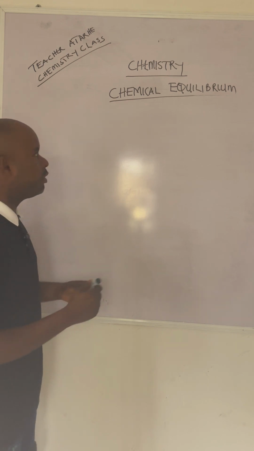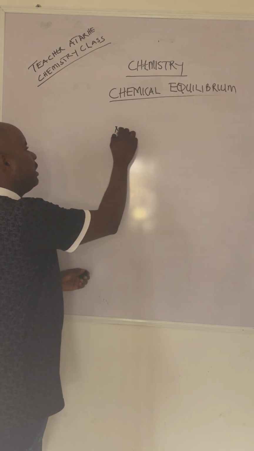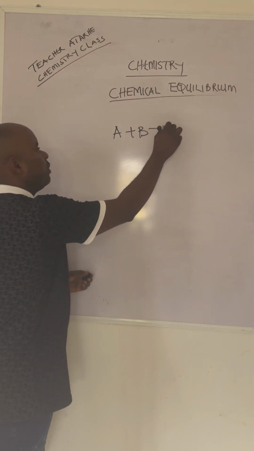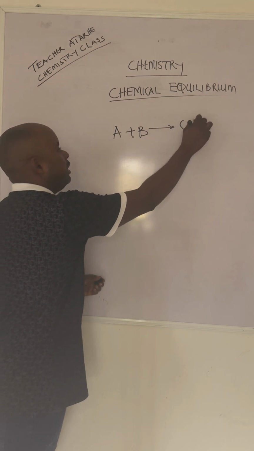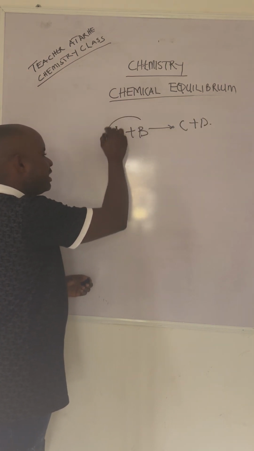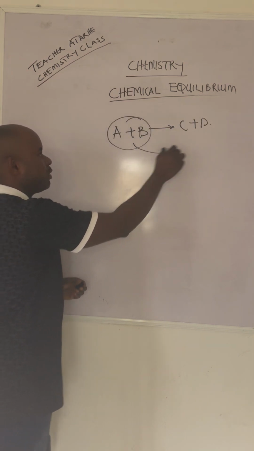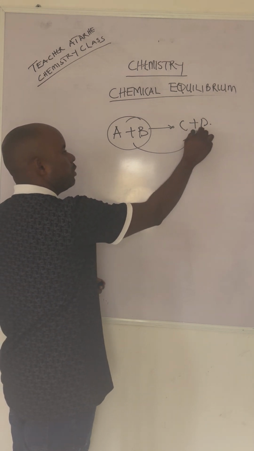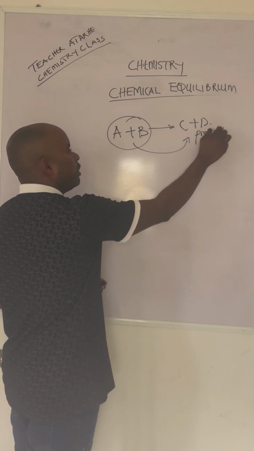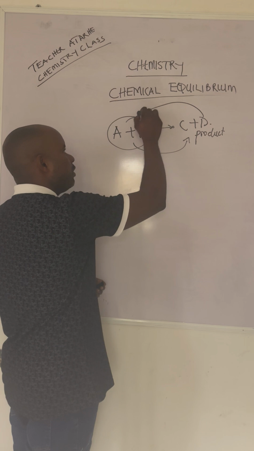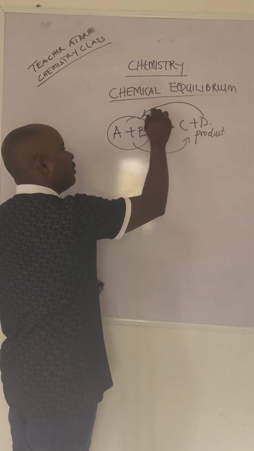In our previous lesson, I discussed what is known as chemical equation. Let's use hypothetical values to explain this. A plus B to give C plus D. We said there's a change in composition of the reactant to give birth to the product. In turn, there is a reconversion of this product to give the what? The reactant.